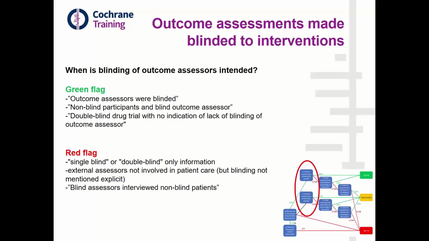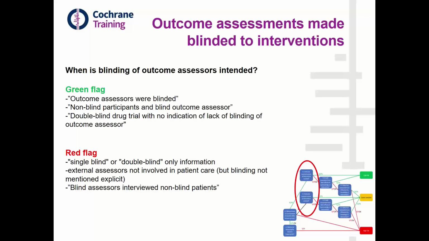Often, or not that often, but sometimes this is fairly well described. For example, outcome assessors were blinded, and it's implicit in the trial report who the outcome assessor was. Non-blind participants and blind outcome assessors. These make it fairly clear that there was an intention to blind outcome assessors. We're moving slightly into a gray zone with double-blind drug trials, but with no indication of lack of blinding of outcome assessors and with a clear description of how blinding was achieved. I would say that would be okay, but we can debate that.